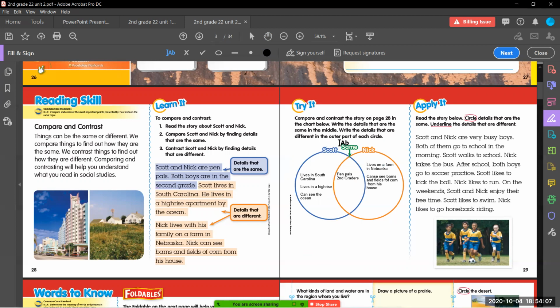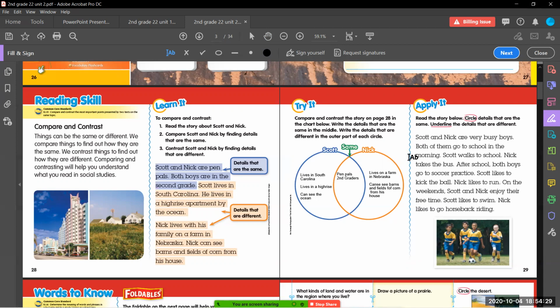So this is my Venn diagram. Over on one side, I have the information about Scott. On the other side, I have the information about Nick. And in the middle, I have the information that's the same about both of them. So let's try the apply it section. Read the story below, circle the details that are the same, underline the details that are different.